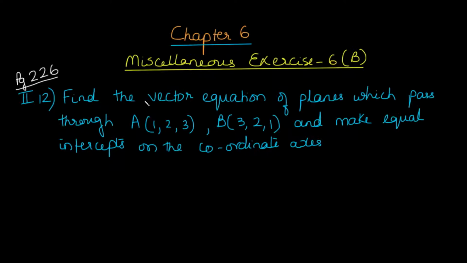The question is, find the vector equation of the planes which pass through A(1,2,3), B(3,2,1) and make equal intercepts on the coordinate axis. Now in this case, according to the answer which is given behind in the textbook, the answer is in the Cartesian form. So we are going to find the Cartesian equations of the planes.